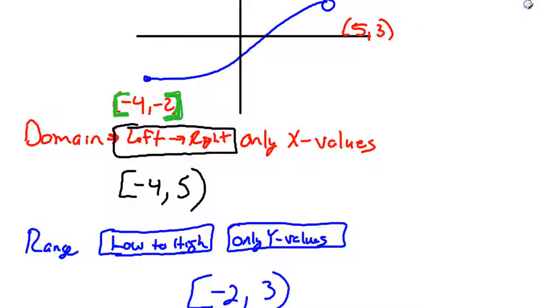So no matter what graph you get, just go back and look at the left-hand point and the right-hand point for your domain, and for your range, it's the low point and then the high point, and just tell me which values you're looking at, x's for the domain and then the y's for the range.